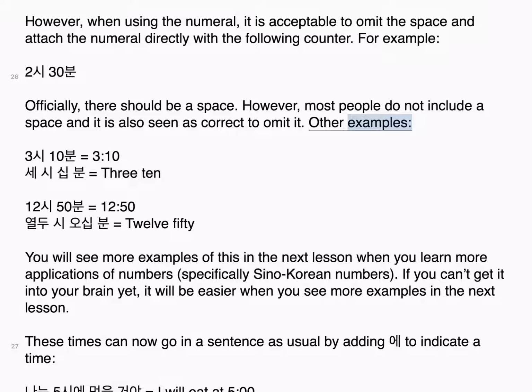Other examples. 3시 10분, 3:10. 12시 50분, 12:50. You will see more examples of this in the next lesson when you learn more applications of numbers, specifically Sino-Korean numbers. If you can't get it into your brain yet, it will be easier when you see more examples in the next lesson. These times can now go in a sentence as usual by adding 에 to indicate a time.